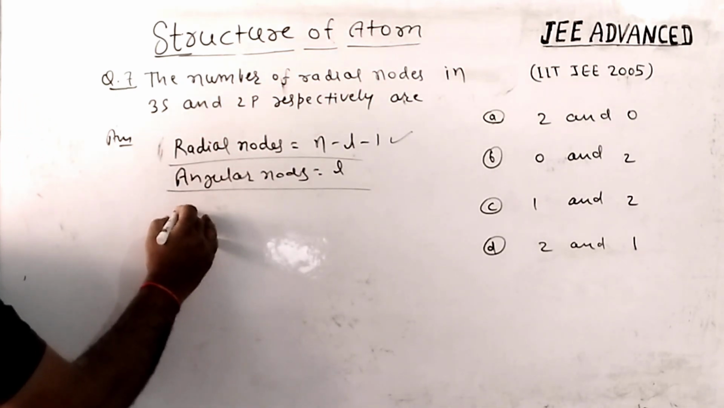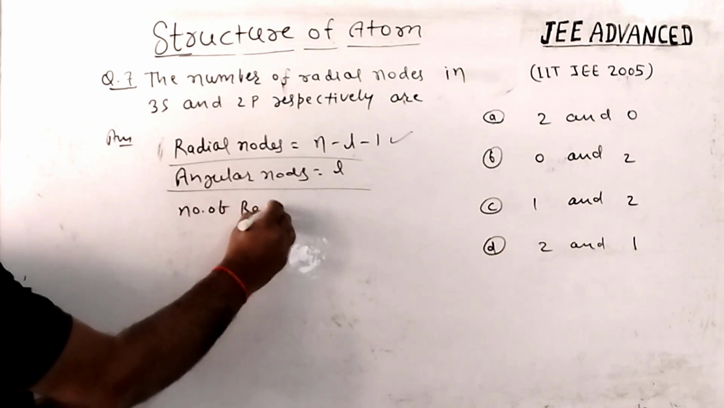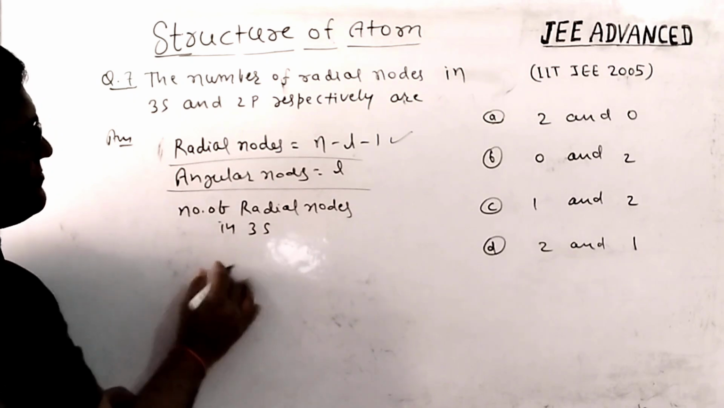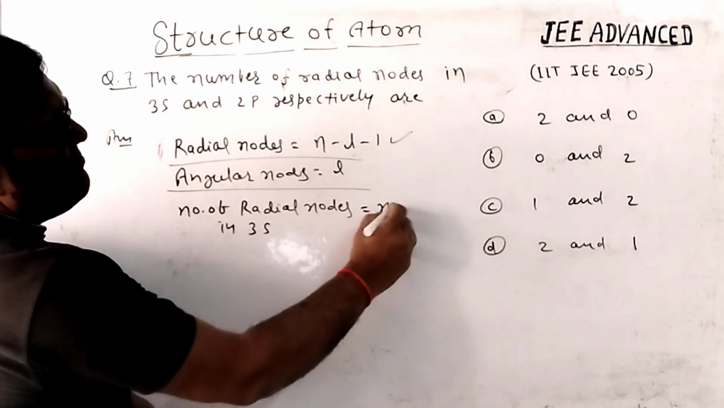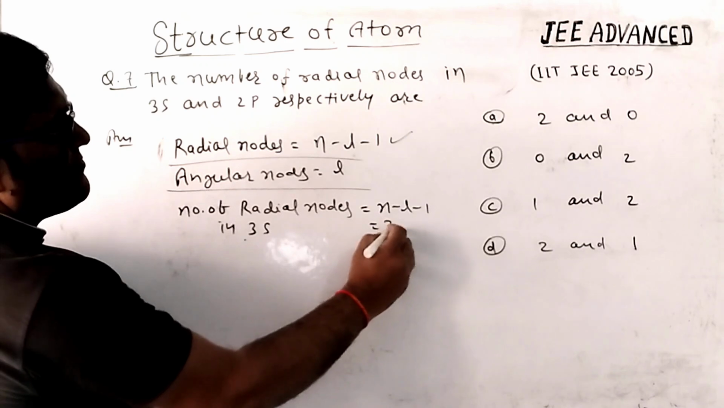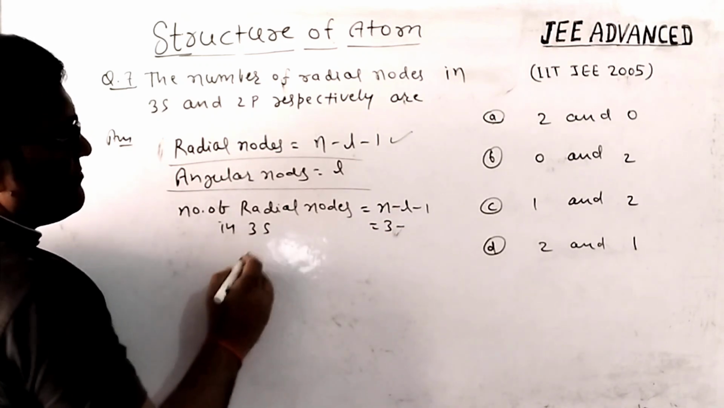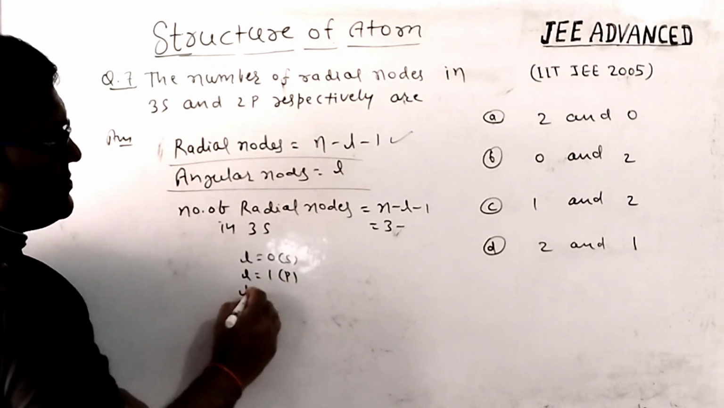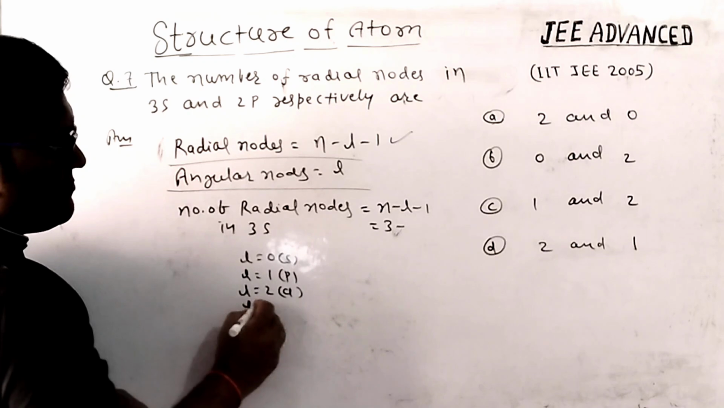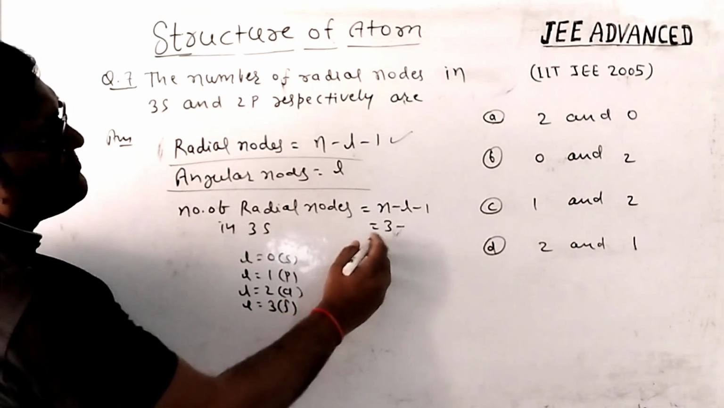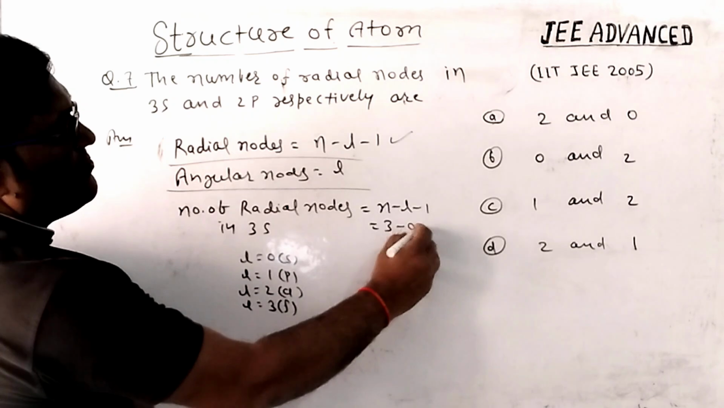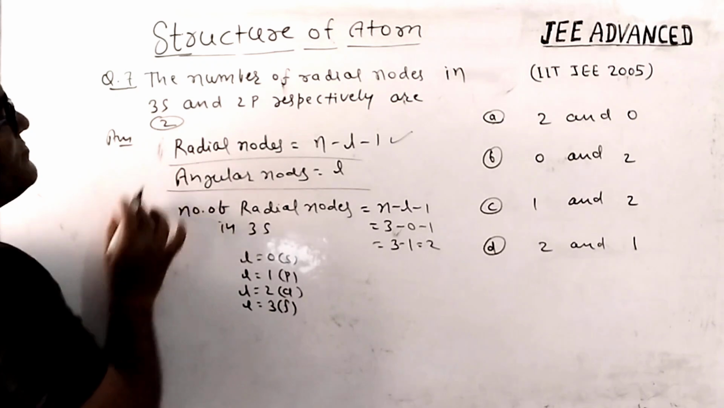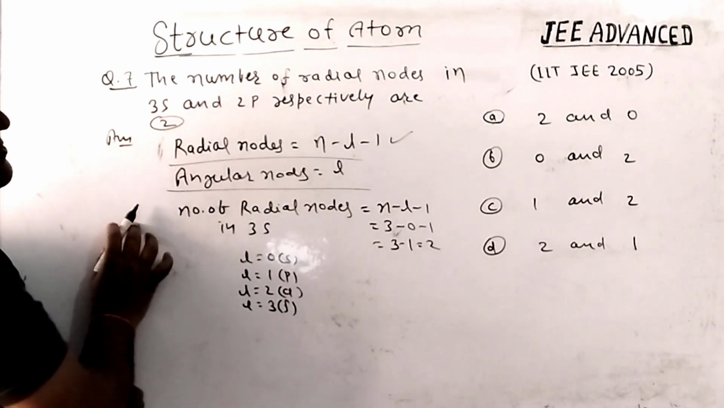Now the number of radial nodes in 3s. Okay, n minus l minus 1, n is 3, and l is equal to 0 for s. l is equal to 1 for p, l is equal to 2 for d, and l is equal to 3 for f. Now 3 minus 0 minus 1, 3 minus 1 is equal to 2. So the total number of radial nodes in 3s is 2.